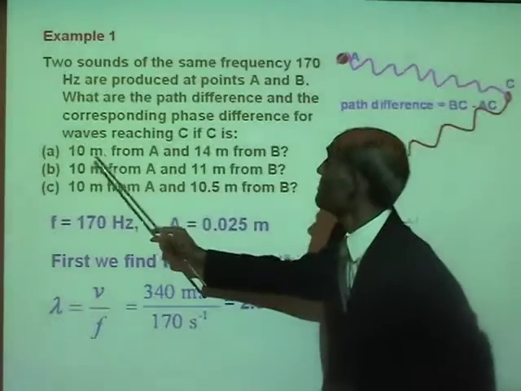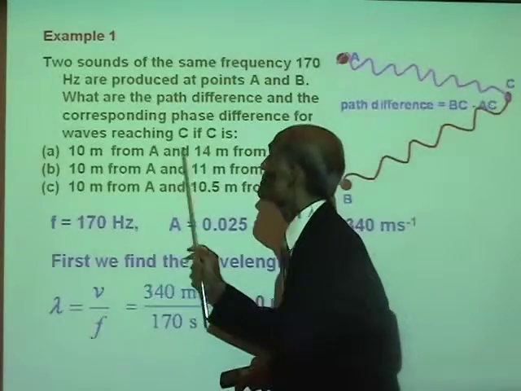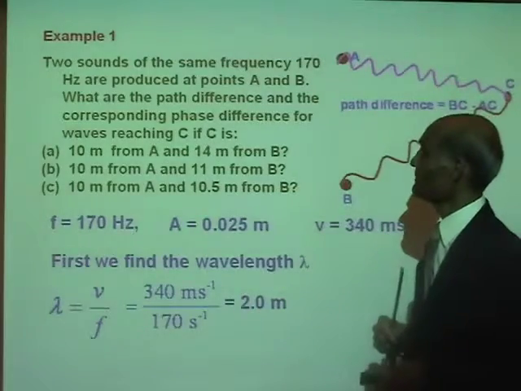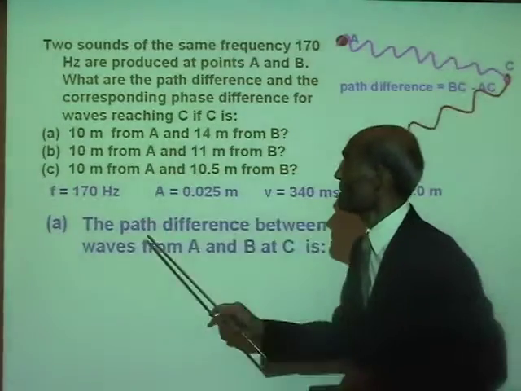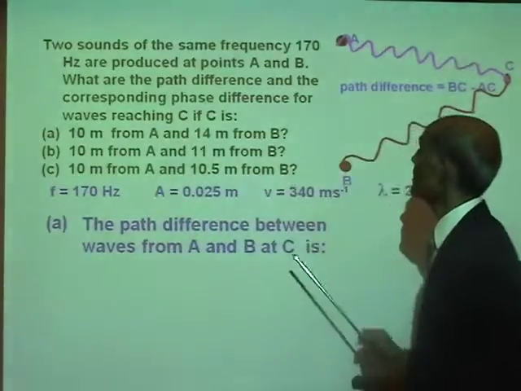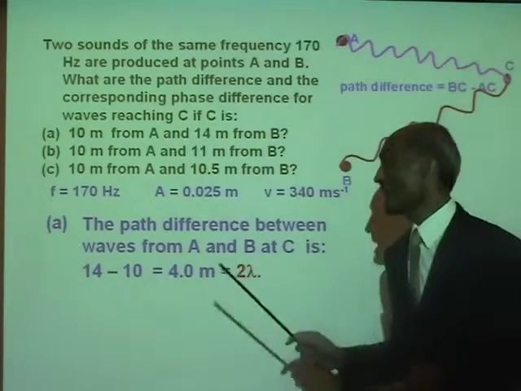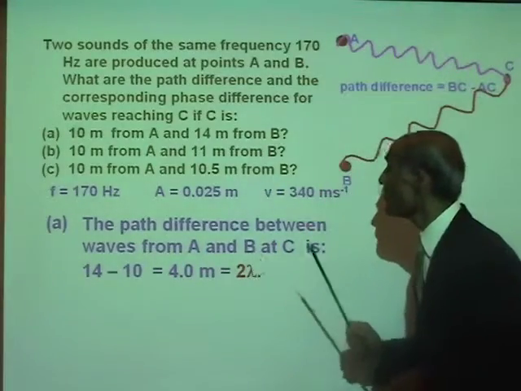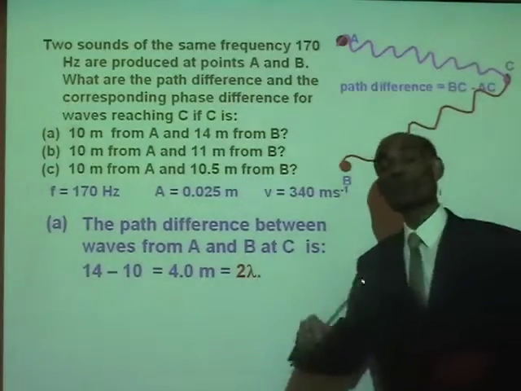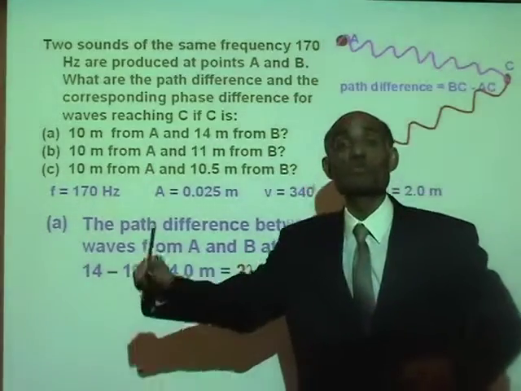Well, C is 10 meters from A and 14 meters from B. Tell me, what is the path difference between waves coming from A and waves coming from B? The path difference in case A will be 14 minus 10, which is 4 meters. And 4 meters is 2 wavelengths. Is that right? Because we calculated the wavelength to be 2 meters, the path difference of 4 meters is equivalent to 2 wavelengths.